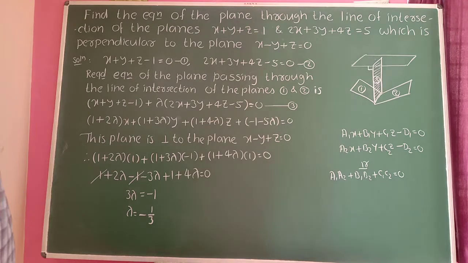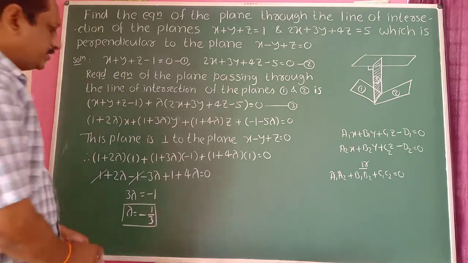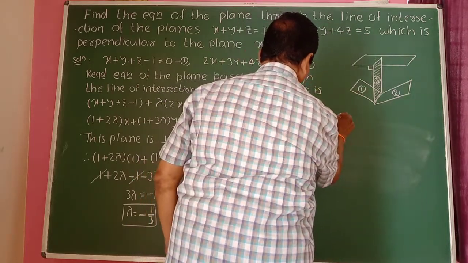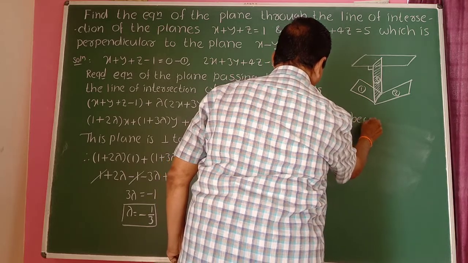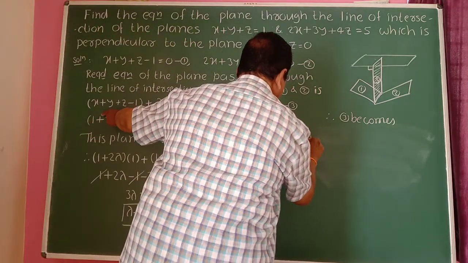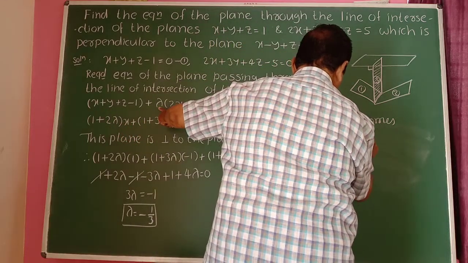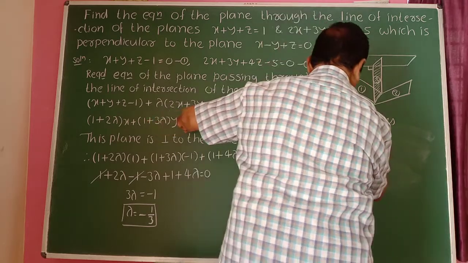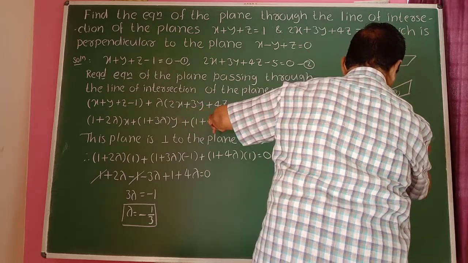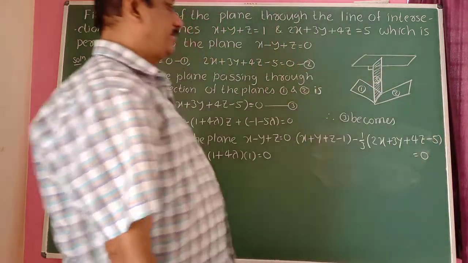Use this lambda value in equation 3. Therefore, equation 3 becomes x plus y plus z minus 1, minus 1 upon 3 into 2x plus 3y plus 4z minus 5 is equal to 0.